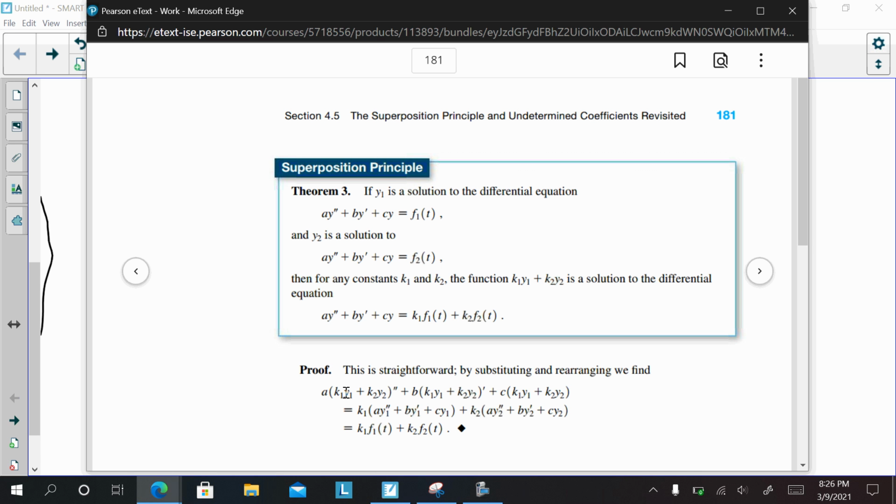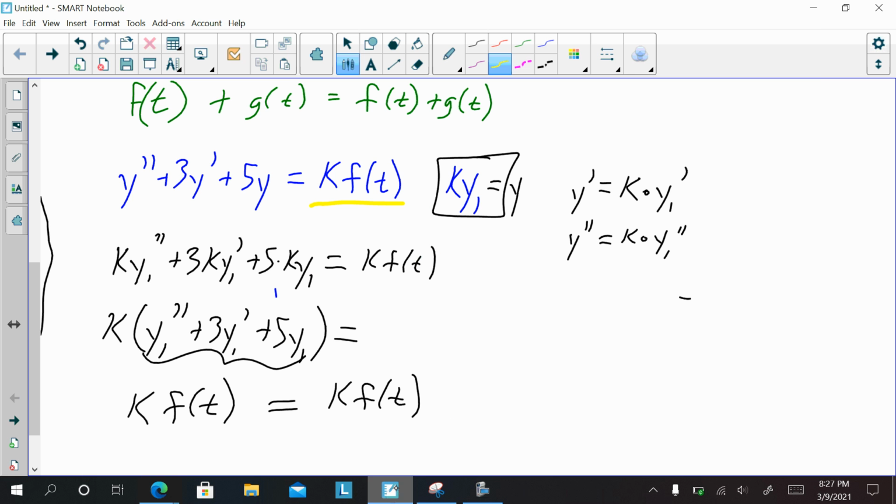So this is the way it's written. If y1 is a solution to this differential equation, and y2 is the solution of this differential equation, then regardless of what k1 and k2 are, this will be a solution to this new differential equation. So if we take k1 times the solution to the first one, k2 times the solution to the second one, and add those together, that would be a solution to the new differential equation that has the same left side, but the right side is this constant times this function, this constant times that function. So there are some benefits of this.